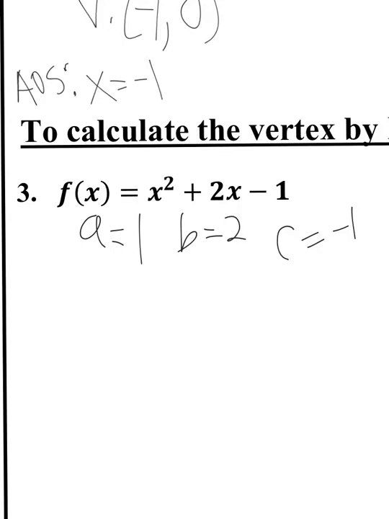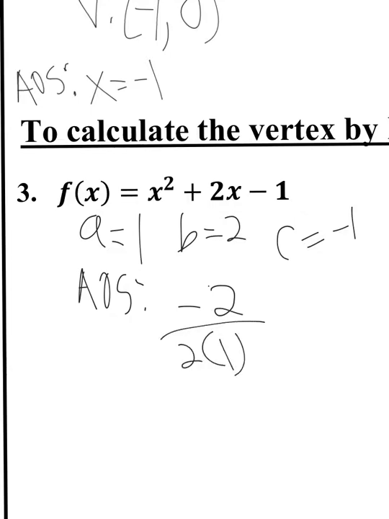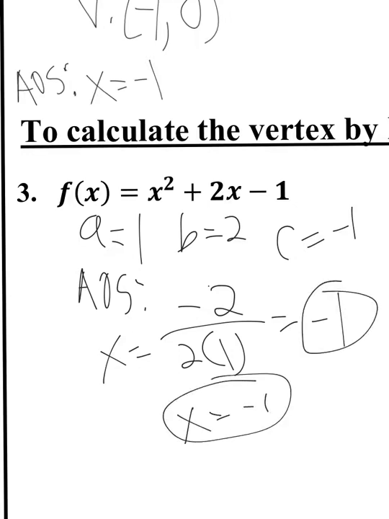So if the axis of symmetry is negative b over 2a, I'm going to write negative 2 divided by 2 times a is 1. And so x is going to equal, that's negative 2 divided by 2, that's negative 1. Alright, so I'll just rewrite it. X equals negative 1. Alright, you got your x coordinate of the vertex.